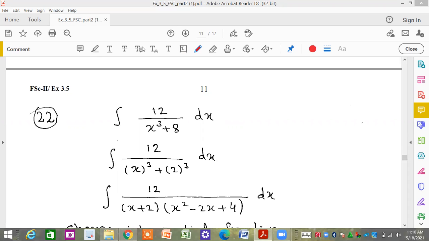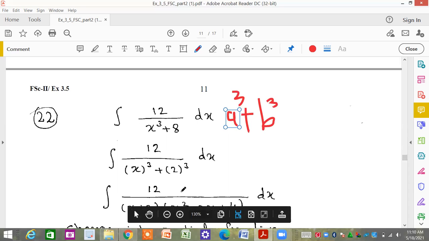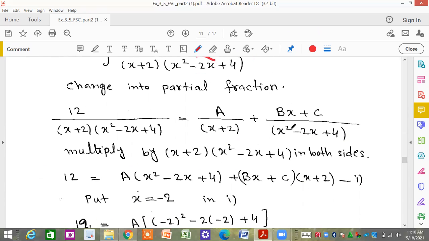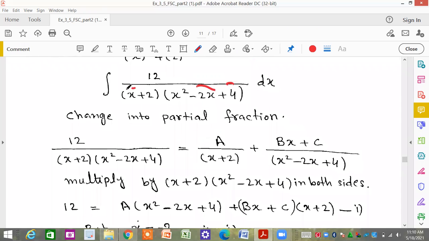We know the formula related to this question: a cube plus b cube is equal to a plus b and a square minus ab plus b square. So this is the formula, and we will change it into partial fractions. After partial fraction, this is the linear factor, so it will be a over x plus 2. This is the quadratic factor, so it will be bx plus c over x square minus 2x plus 4.